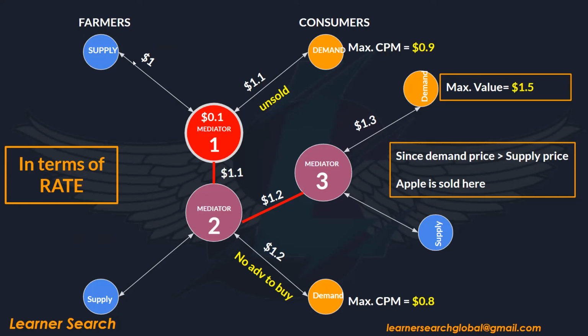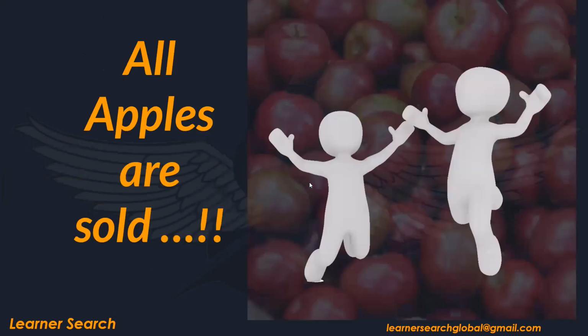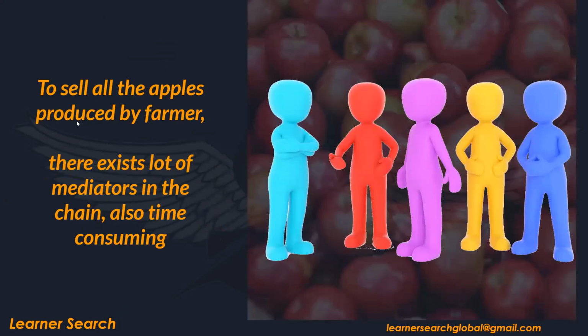Tomatoes are produced by the farmers for 1 rupee. Finally, it comes to the market at 10 rupees per kg. What happened? There is a mediator, right? The same concept, not exactly the same process. So all apples are sold. To sell all the apples produced by the farmer, there exist a lot of mediators in the chain, also time consuming. Till here you understood, right?